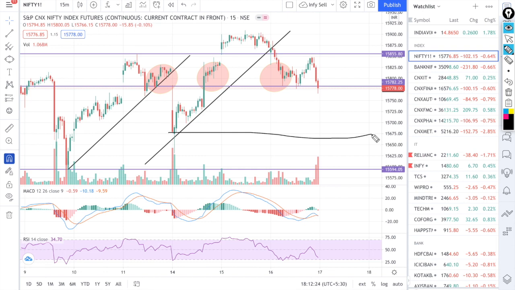Then only that 100 points fall may come, if Nifty opens a little bit gap down, that is 30 points, 40 points. What it will try is, tomorrow is expiry, so don't expect huge moves coming up.